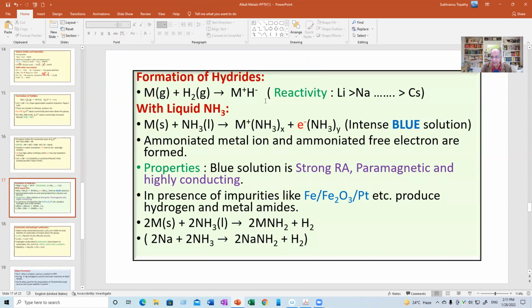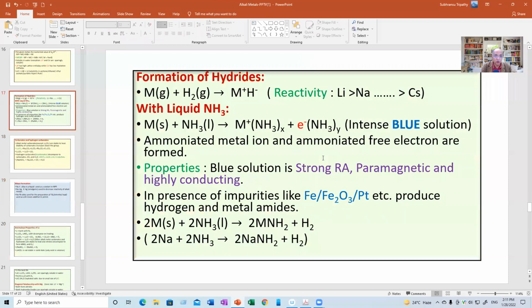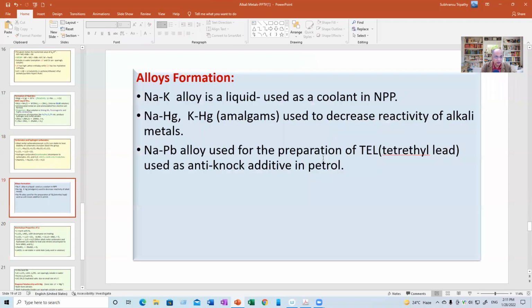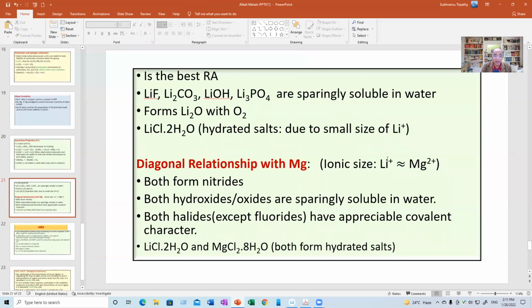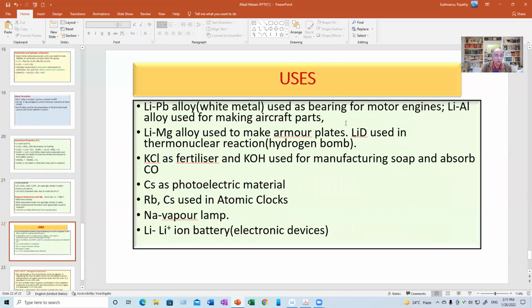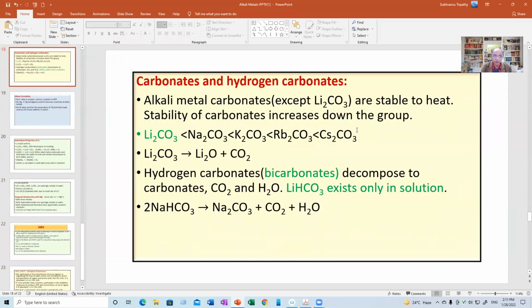Now, hydrides. We are almost at the end of our program. I would like to quench your curiosity about how many slides we have to cover. Now we are here. This is the second, this is the third. This is less important. Then anomalous properties of lithium, how lithium is different from others, and then the diagonal relationship with magnesium. And that's the end of our program. So we will not make it a second lecture. Raise your hands, who wants this to be finished in one go?